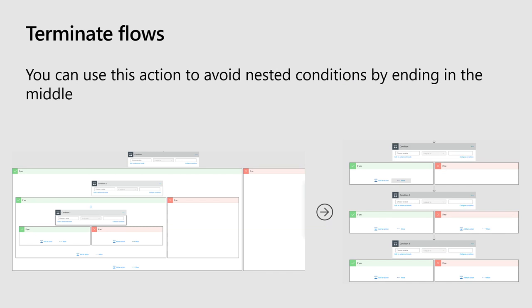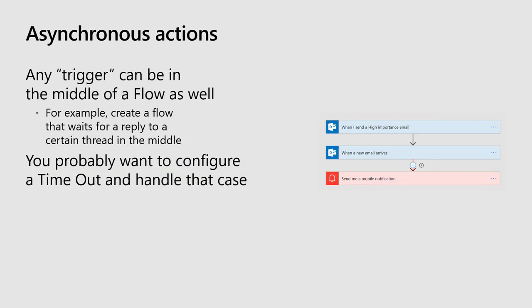Another pattern that's really useful is this idea of using terminate inside of a flow. So if you want to be able to escape from a particular branch of logic, you can add this terminate action, and it will end the flow execution automatically as soon as your logic has been met.